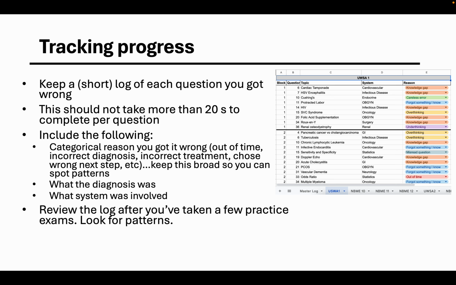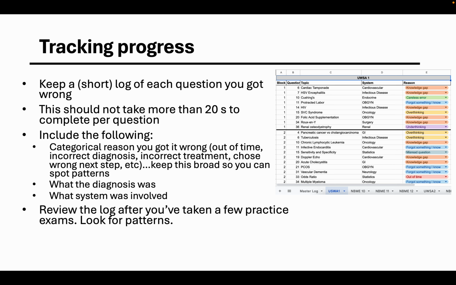It also helps you go through later and say, oh, I'm getting a lot of cardiology questions wrong, so I need to go back and spend a little more time reviewing these specific diagnoses within cardiology. Or maybe you say, oh, I'm getting a lot of questions wrong because I'm overthinking, so on my next practice exam I'm going to try just going with my very first gut instinct and see how I do. So keeping track of these things can help you to prioritize.